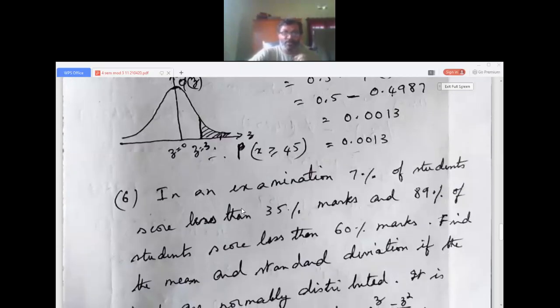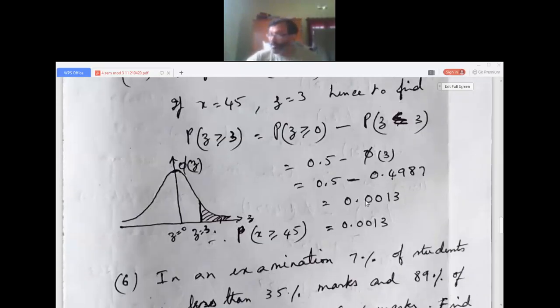So the next question, what happens here is 0.0013. So P of X greater than or equal to 45 is 0.0013.